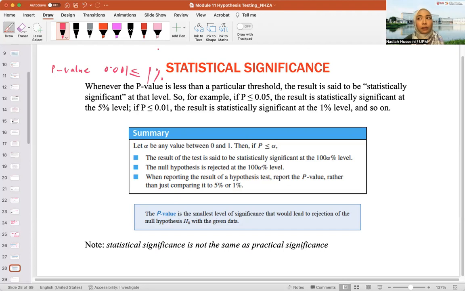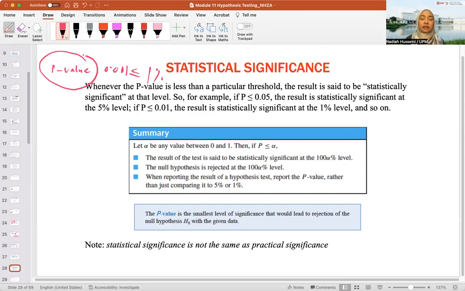But when you don't report the p-value, let's say you say that the data is statistically significant at 5%, but you don't tell me what your p-value is, meaning you calculate whatever the value is, but you don't tell me, you just say it is statistically significant at 5%. I wouldn't know if your p-value is super small, or at the edge of 5%. Your p-value can be 4.99. Your p-value can also be 0.0001, right? I wouldn't know because there's a range. So it is better for you to report your p-value as well as its statistical significance.